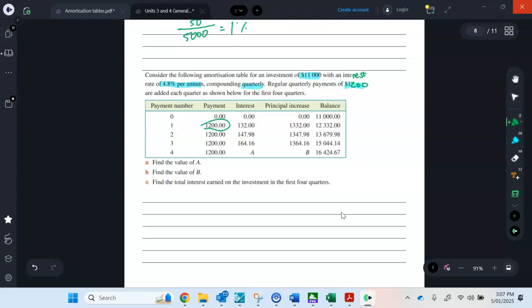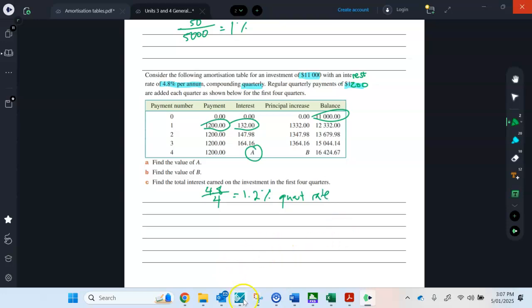So to calculate this interest, we actually need to calculate the quarterly interest rate. So we're going to do 4.8, and there's 4 quarters per year. So it's going to be 1.2. If you didn't have that, obviously you can use these values to get your 1.2%. So 1.2% is your quarterly rate.